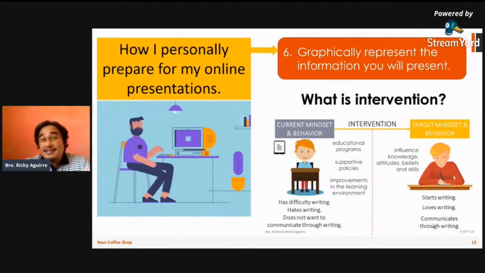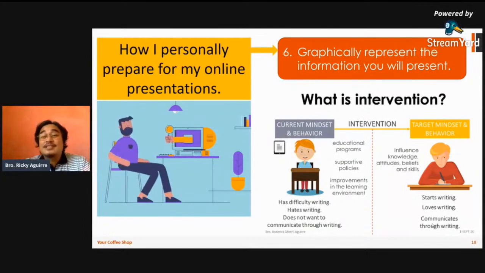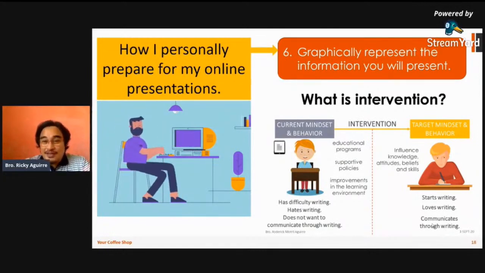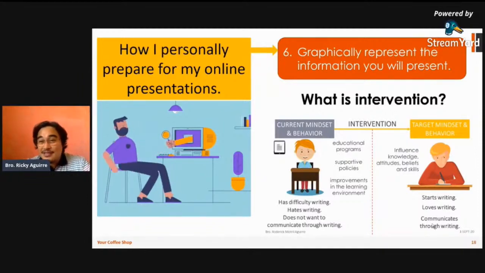But these are the closest pictures that I can come up with. All right. So sabi nga ng iba, so pag naging target mindset na pala, umayos ng buhok.